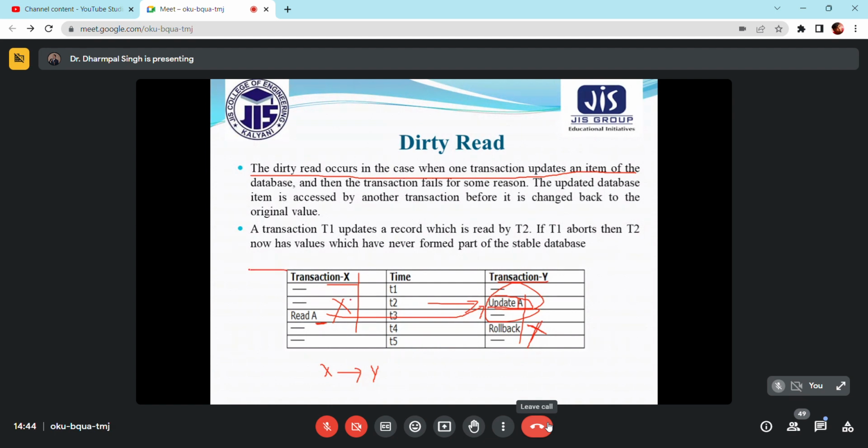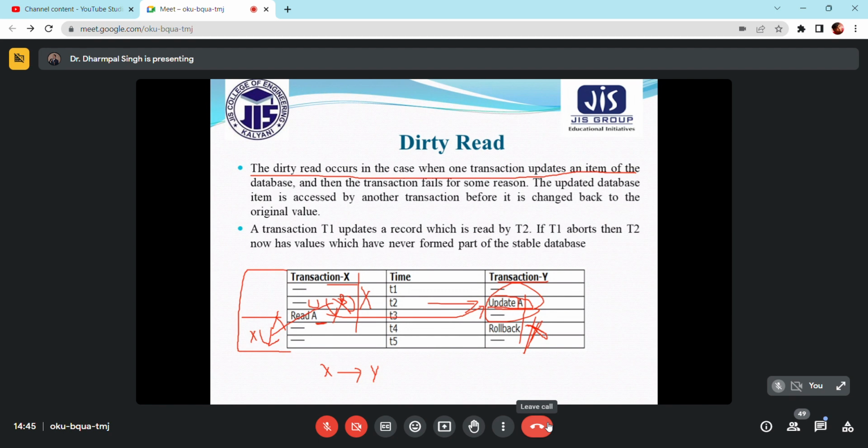Suppose there is one more case like transaction Z. Transaction Z reads, suppose, the updated value of B from this one. So if I read this one, you can say a cascading delete will occur. If it fails, this one is deleted and also this one is deleted. This type of delete is known as a cascading delete. Failure of one transaction compels the other transaction to restart or roll back to the original state.